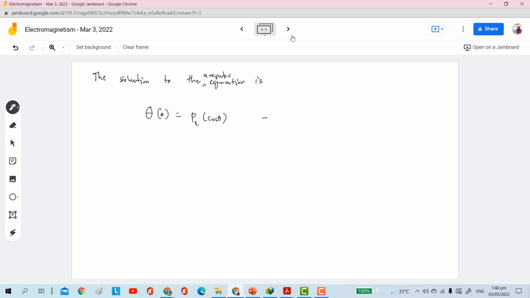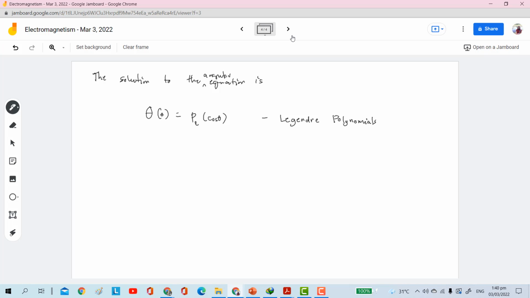This is the Legendre polynomials. Legendre, or I don't know how you pronounce it. Legendre polynomials. Did you discuss this in your math class? No? Okay. So what is this Legendre polynomial class?